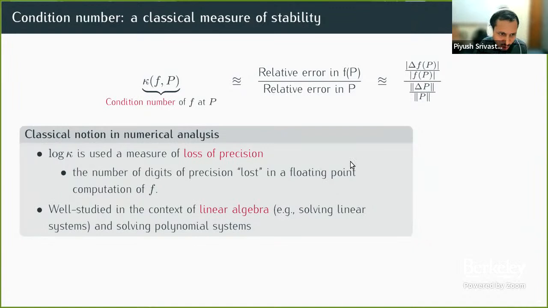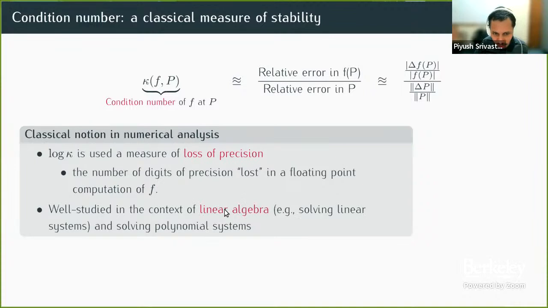So it's not like this is exactly the number of digits of precision lost. It's more or less like a lower bound of the digits that are lost. I won't go into detail here, but this is a classical thing. And because of this interpretation, it is very well studied, especially in the context of numerical algorithms in linear algebra.